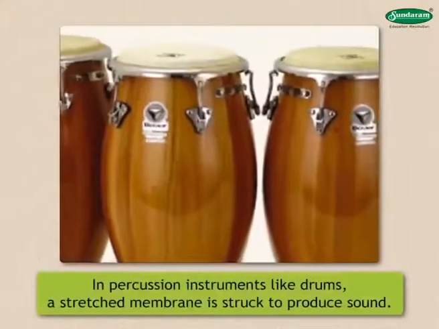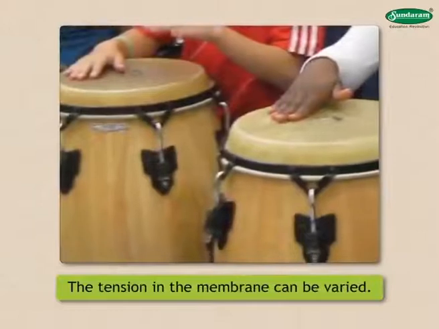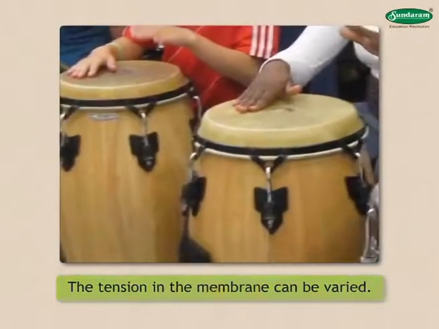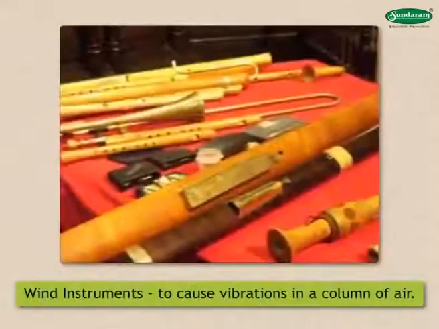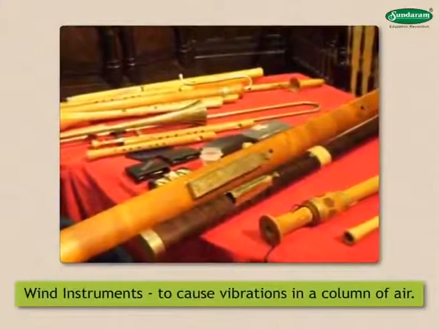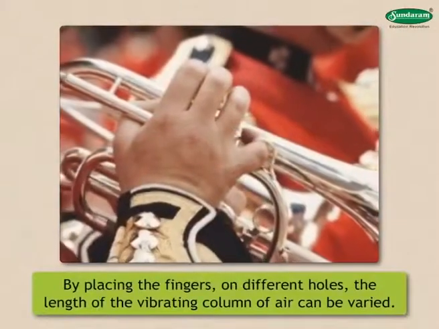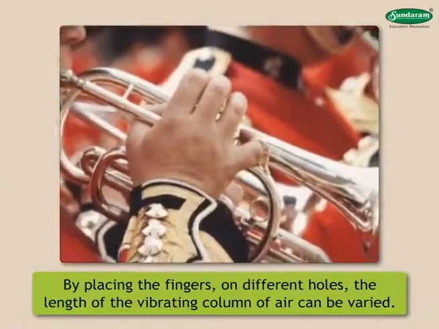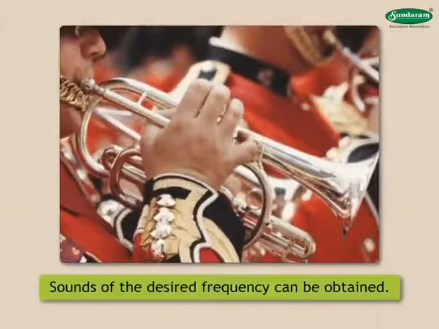In percussion instruments like drums, a stretched membrane is struck to produce sound. The tension in the membrane can be varied. Hence, the desired frequency can be obtained. In wind instruments, sound is produced by blowing into them to cause vibrations in a column of air. By placing the fingers on different holes, the length of the vibrating column of air can be varied. Thus, sounds of the desired frequency can be obtained.